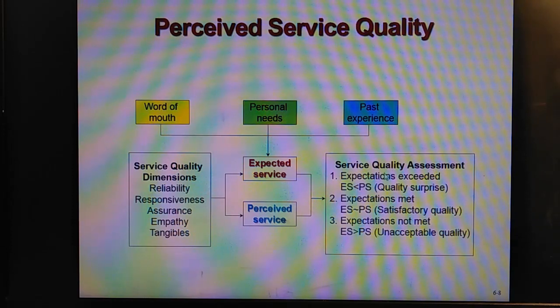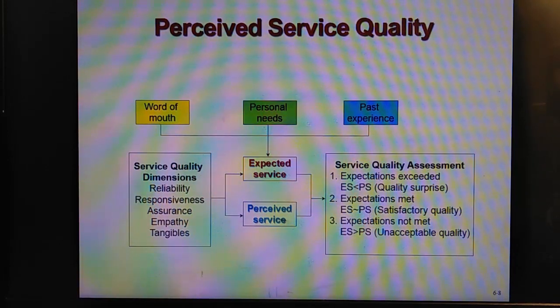There are 3 scenarios for the service quality assessment. First scenario, expectation exceeded, in which ES is smaller than PS. This is quite a quality surprise because you get more than what you expected. The second scenario is your expectation being met, in which expected service equals perceived service. For example, you expect to get your car service done in 2 hours, and exactly, you get it done within 2 hours.